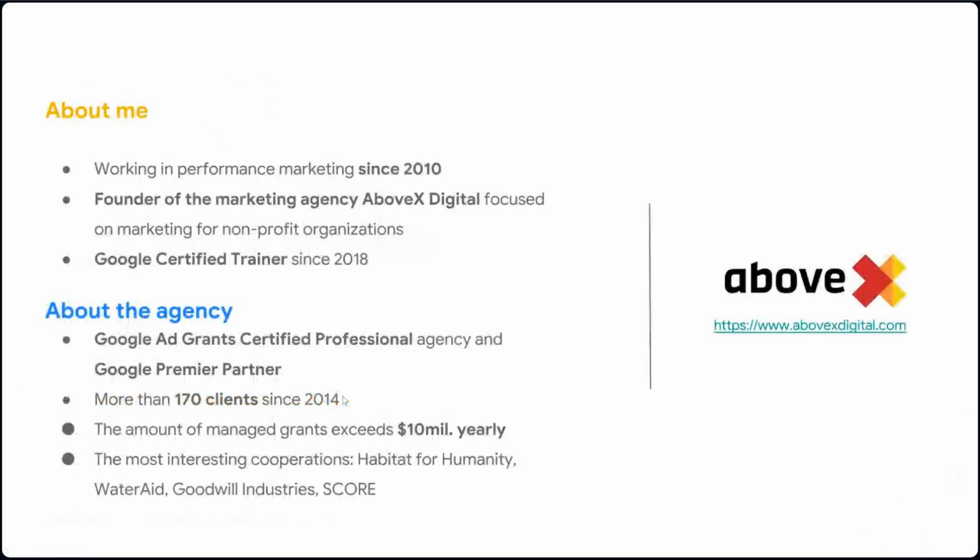Let me introduce myself quickly first. I'm Peter Sima, and I'm a founder and consultant at advertising agency About X Digital. At About X Digital, we focus on online marketing for nonprofit organizations. Most of our clients use Google AdGrants campaigns. Some of them also use commercial Google ads, social media campaigns, and other platforms like that. But everybody typically starts with Google AdGrants, so that's what we specialize on.